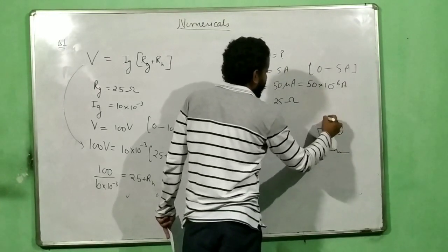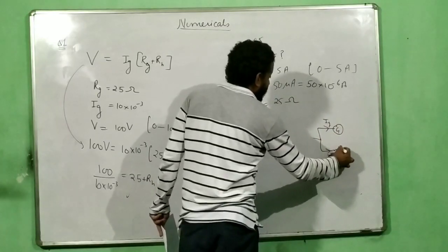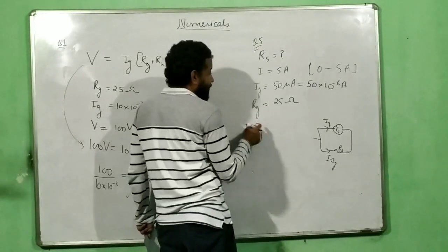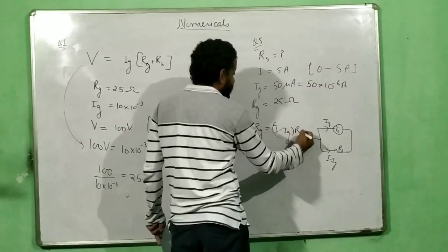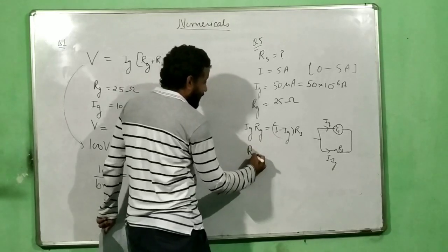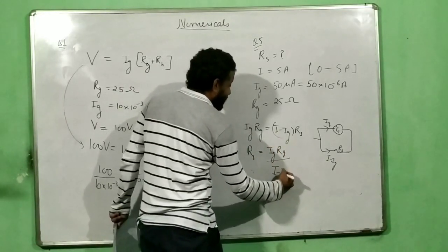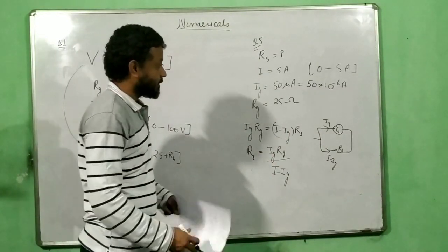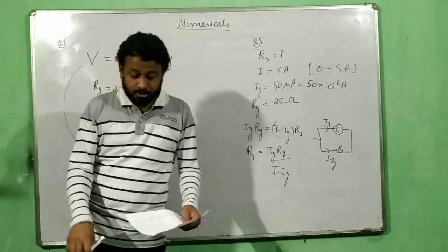The one which goes to the galvanometer is always Ig, and this will be your I minus Ig. This is your Rs. So that's how you remember the formula. Ig into Rg will be equal to (I minus Ig) into Rs. And then you put the data over here to find the value of Rs. So Rs is equal to Ig into Rg divided by (I minus Ig), and then we solve it, put the data, and you get the answer. Remember, this is 50 into 10 power minus 6 ampere. So that's it.